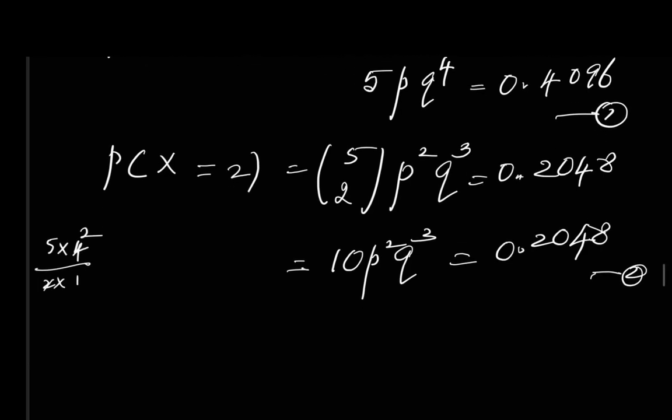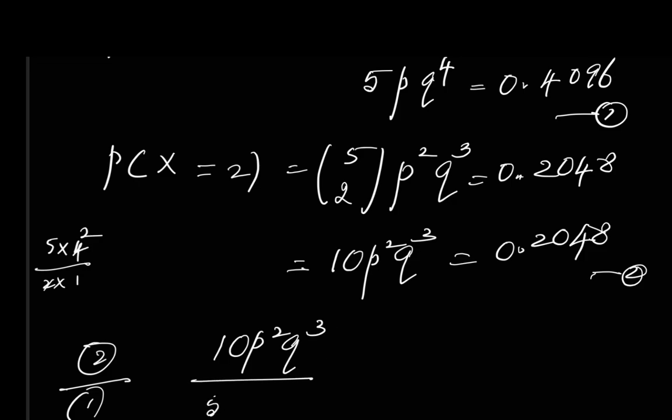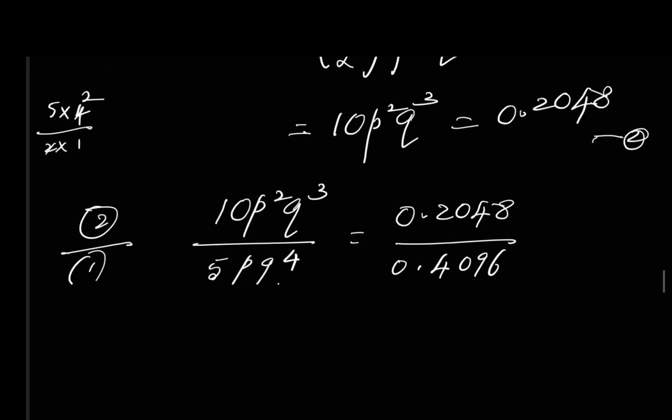So what I do now, here I divide the second equation by first equation. Second equation is here 10P squared Q power 3 divided by 5P Q power 4. This is equal to 0.2048 divided by 0.4096. So here in 10, 5 goes here 2 times. P squared, P goes here 1 time, 2P. Then this is Q cube by Q power 4.